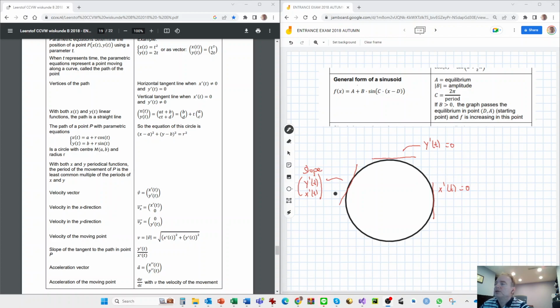Then the slope, say I go at a point in, let's take this example again. The velocity vector is (x prime of t, y prime of t), but the slope of this line is given by y prime of t divided by x prime of t.